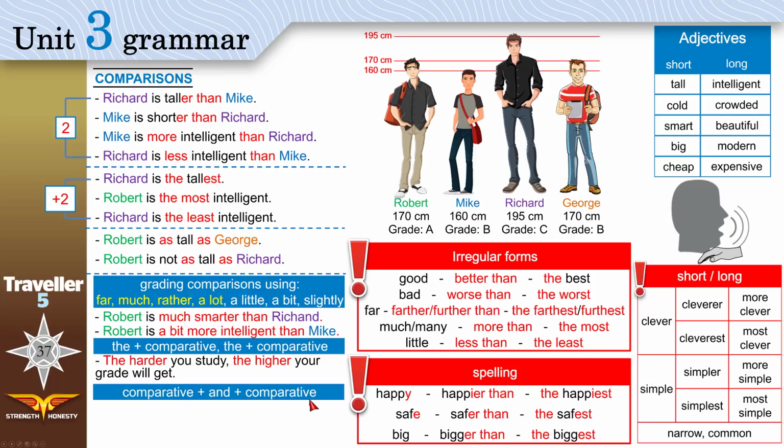Comparative and comparative. This one's easy. Smartphones are getting smarter and smarter. Robert is getting smarter and smarter. Richard is getting taller and taller. It means every day or every year, Richard is getting taller. His height is increasing. Robert is getting smarter. His brain is getting better. Smartphones every year become simpler or smarter or better. Continually evolving, increasing. Okay? Now this is the new thing.